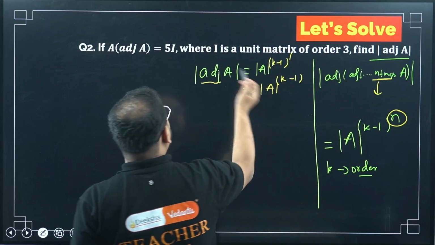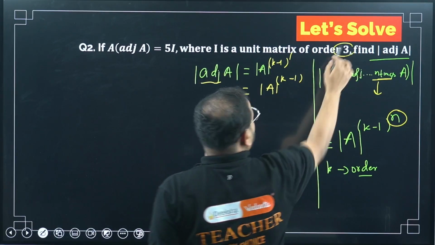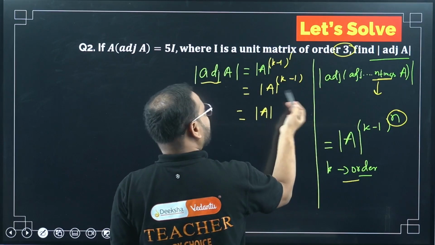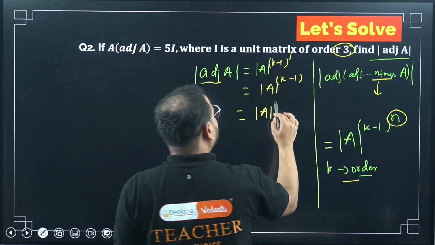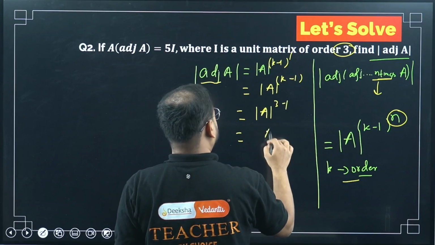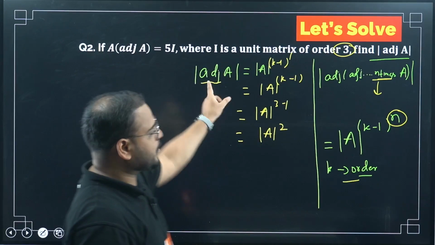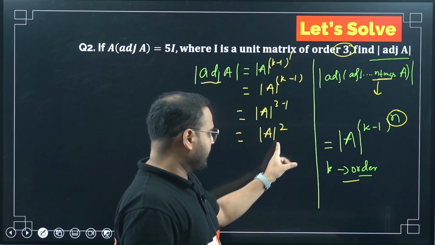What is my k here? They have given the order as 3. K is the order. So it will be determinant of A to the power k minus 1, that is 3 minus 1, simply 2. So determinant of adjoint A can be written as determinant of A the square.